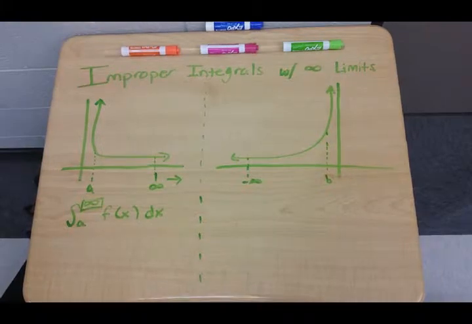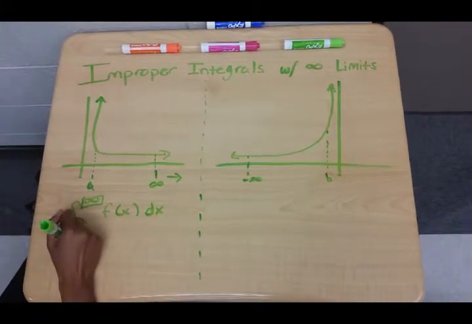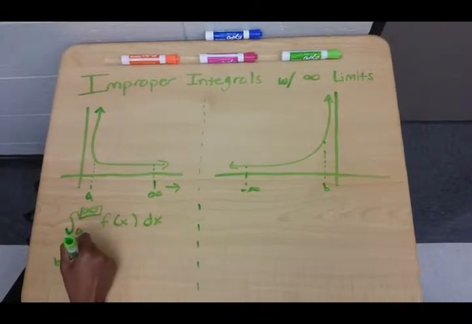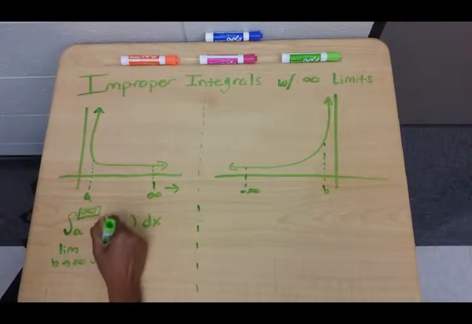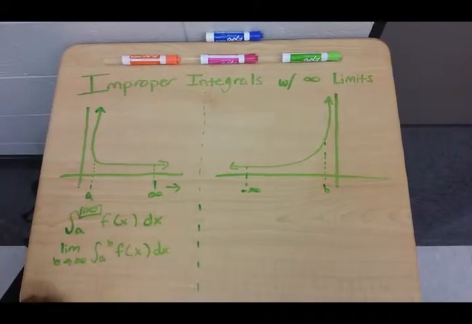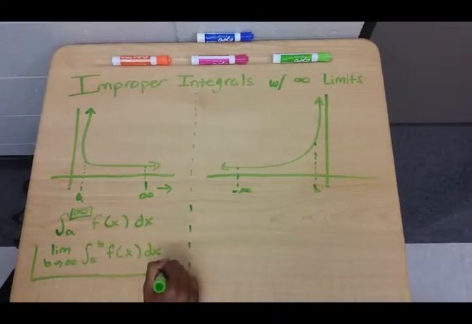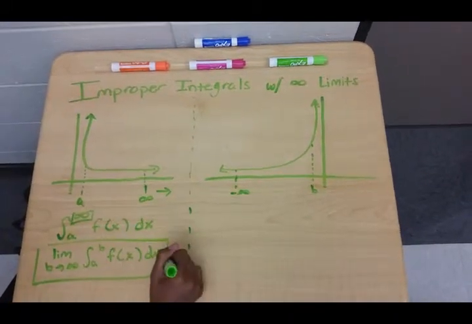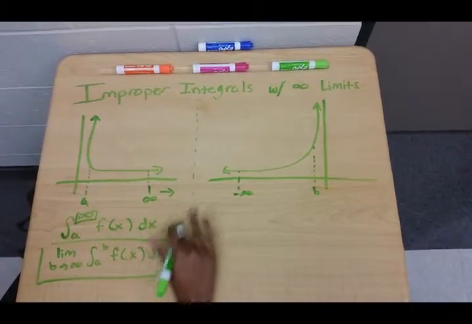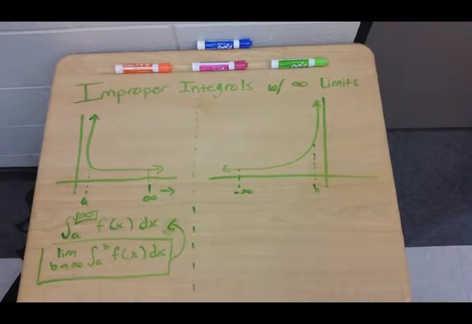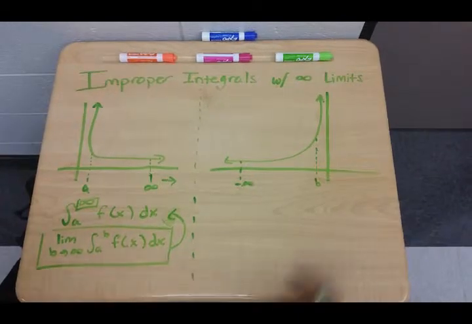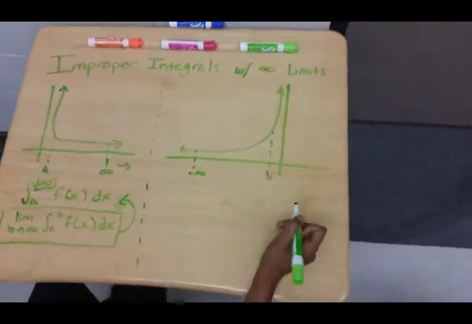So what you can do is you can take the limit as a value, let's say b, goes to infinity, of the integral from a to b of f of x dx. And by doing this, since it's a limit as b approaches infinity, this will give you this. And so this is the improper integral when a limit is going to infinity, the limit as b goes to infinity of the integral from a to b of f of x dx.